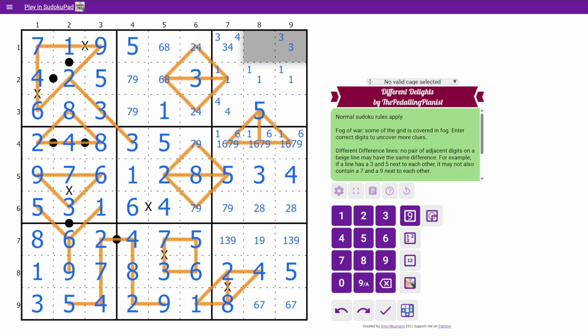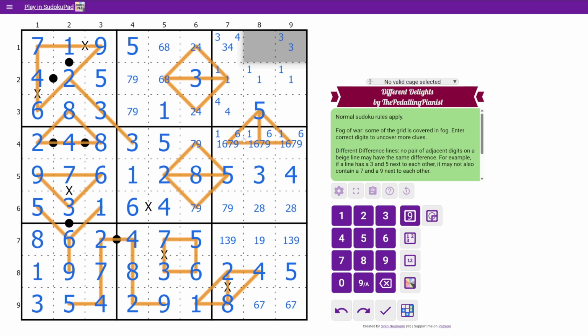So this has a 1 and a 6 on it. They cannot go next to each other. Oh wait, maybe they could. No, I guess they could. A 1 and a 6. The 1 would be 4 difference. The 6 would be 1 difference.